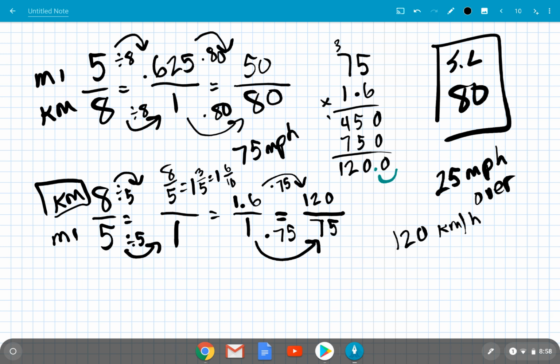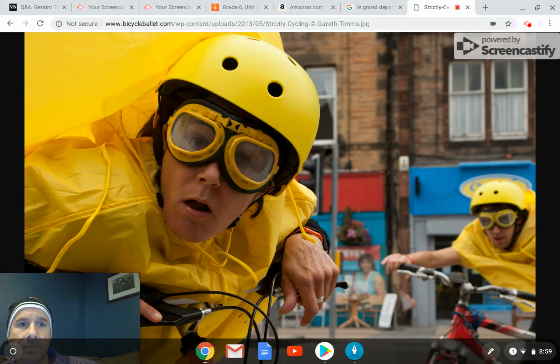So if we were basing it on kilometers, she was going 40 kilometers per hour over, because she was traveling at 120 kilometers per hour. If we're looking at it in miles per hour, she was driving 75. The speed limit should have been 50, so she was going 25 miles an hour over.